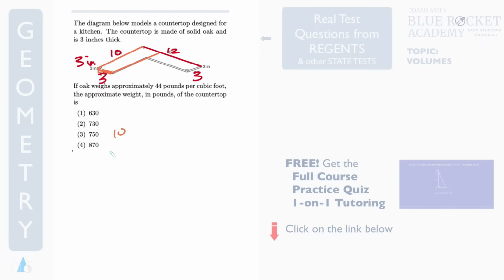So you've got 10, and then you've got 3 here, and then you've got this 3 inches. But let's think about 3 inches. What is 3 inches? Remember, 12 inches is 1 foot. So 3 inches is 1/4 of it, right? So it's going to be 0.25 feet.